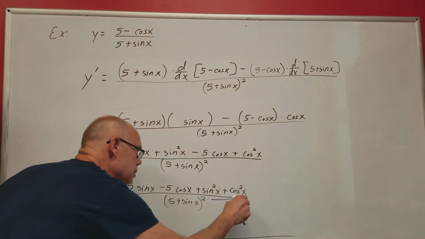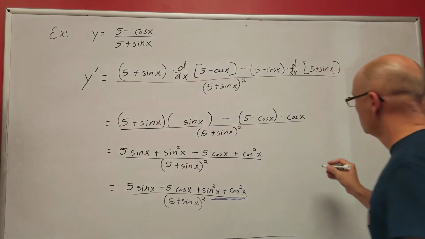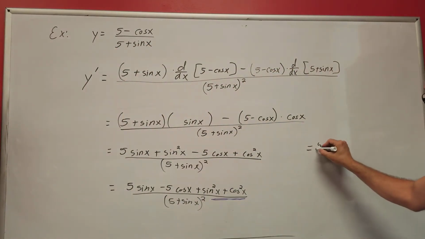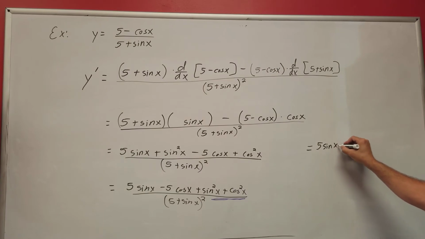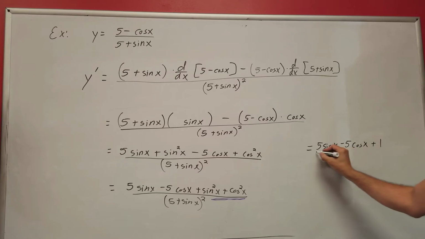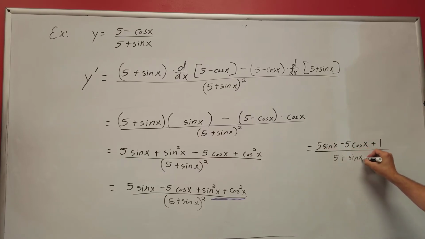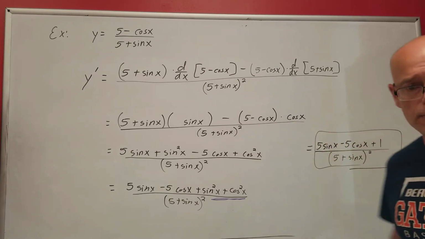Now what can I call this part to make it simpler? I could call that 1. So I'm going to say it's equal to 5 sine of x minus 5 cosine of x plus 1 over 5 plus sine of x squared. There's my y prime. There's my derivative.